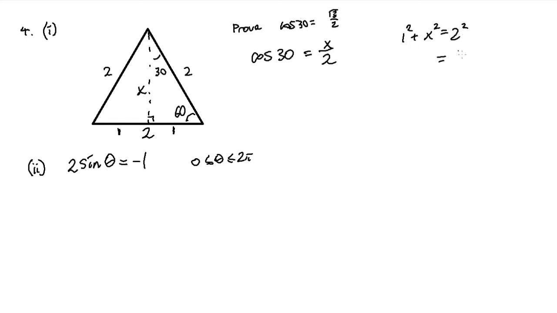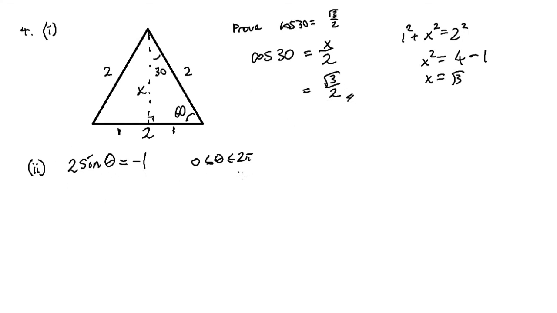And that's just 4 minus 1 equals x squared, and therefore x is equal to the square root of 3, plus or minus in fact, but x is a length, so it cannot be negative, and therefore it has to be positive, and therefore cos 30 has to be only positive square root of 3 over 2. So that's the proof.